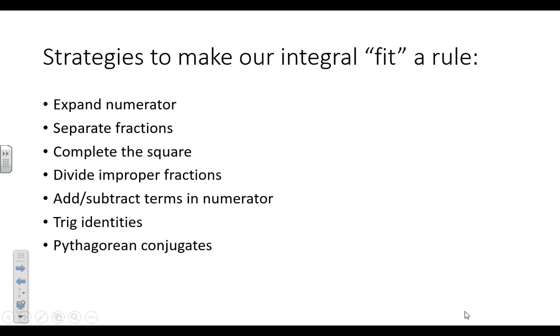All right, so we could expand the numerator, separate fractions, complete the square, divide improper fractions, we saw that yesterday, add or subtract terms in the numerator, use trig identities, and multiply by a Pythagorean conjugate.